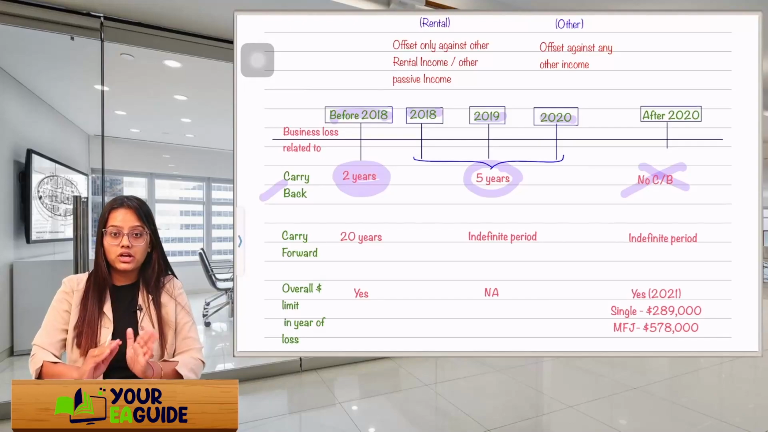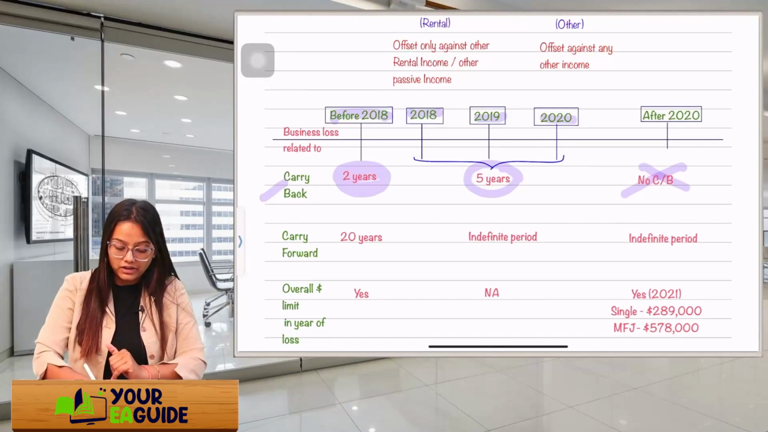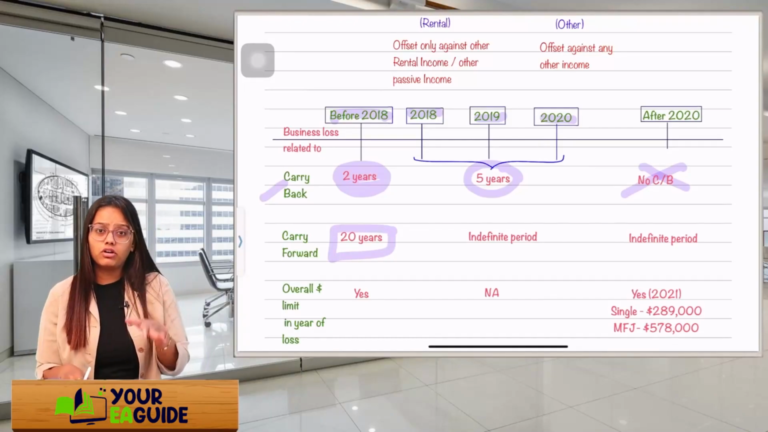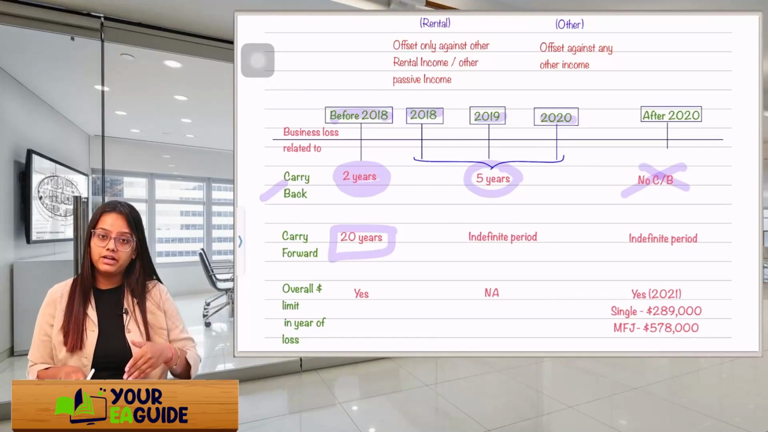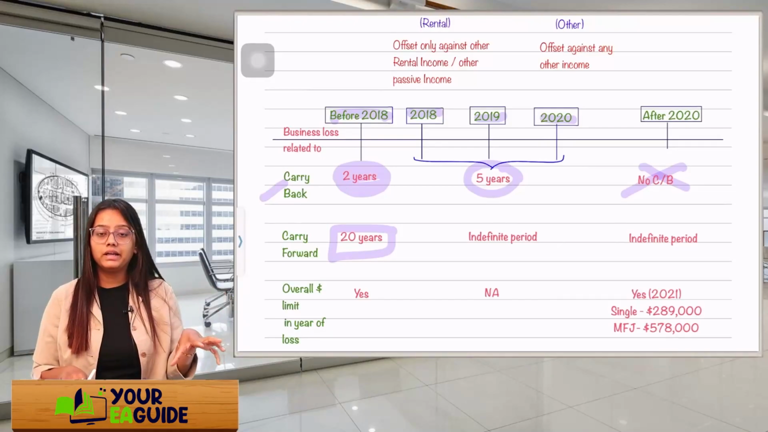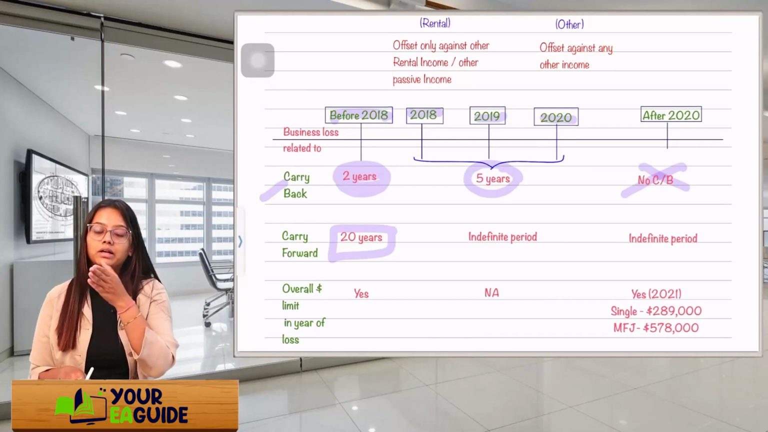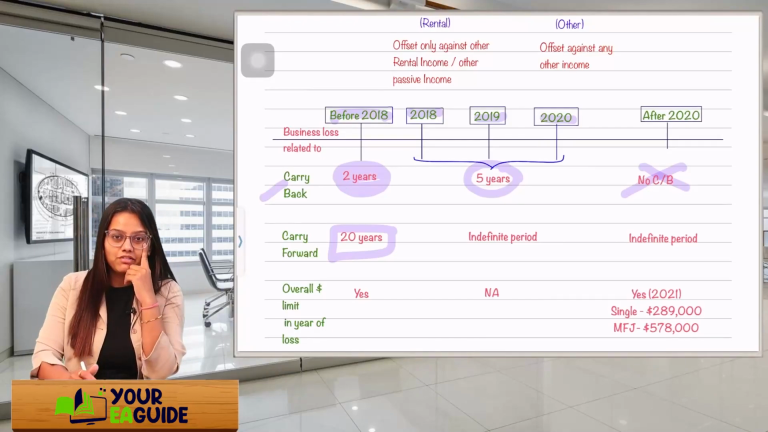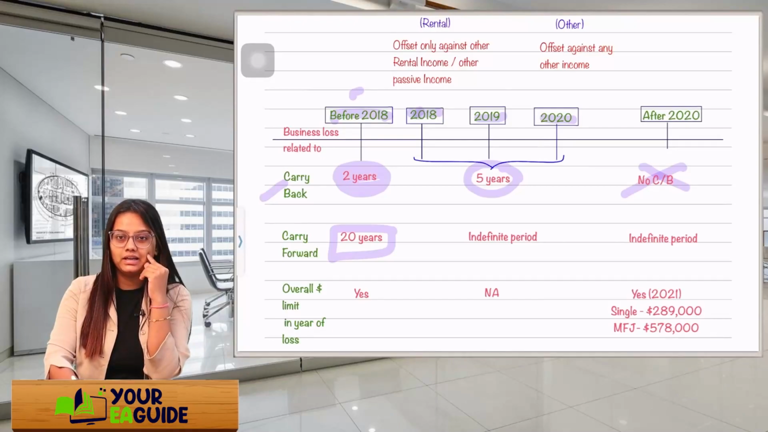Now let's check the carry forward. In the case of carry forward, if your losses relate to 2017, 16, 15, meaning before 2018, you can carry forward for only 20 years. Now you will think, why should we learn something about 2018, 19 and all these years?